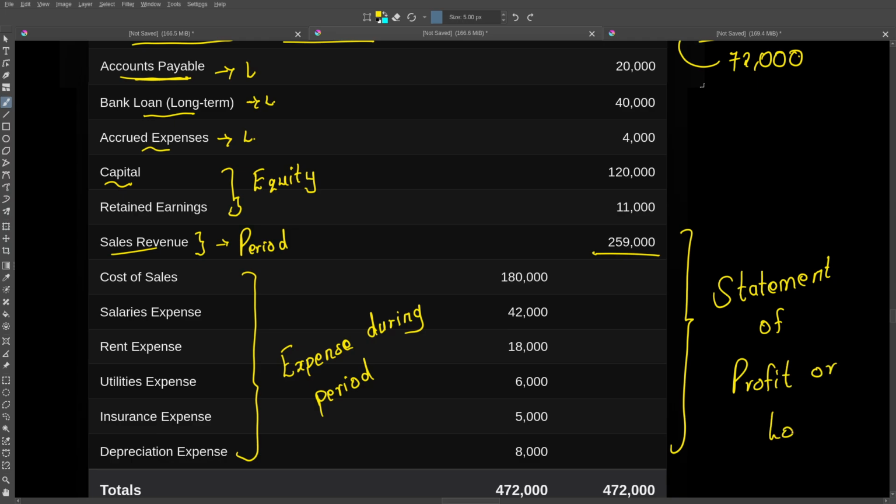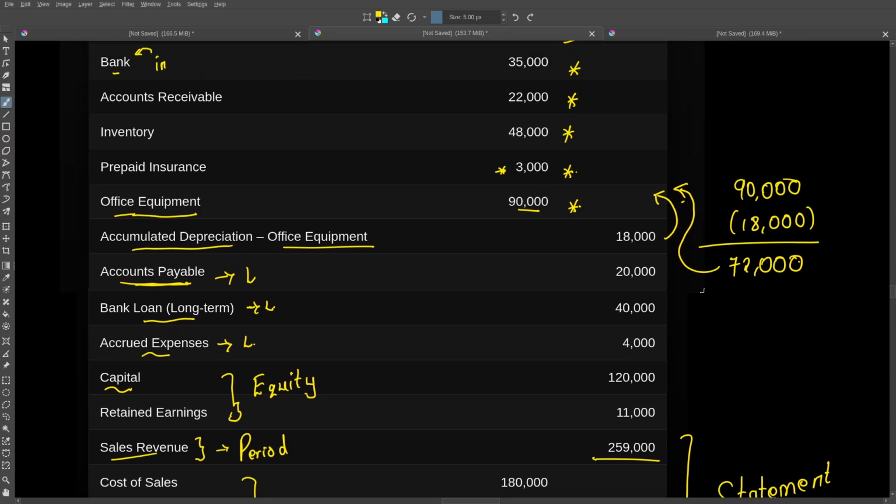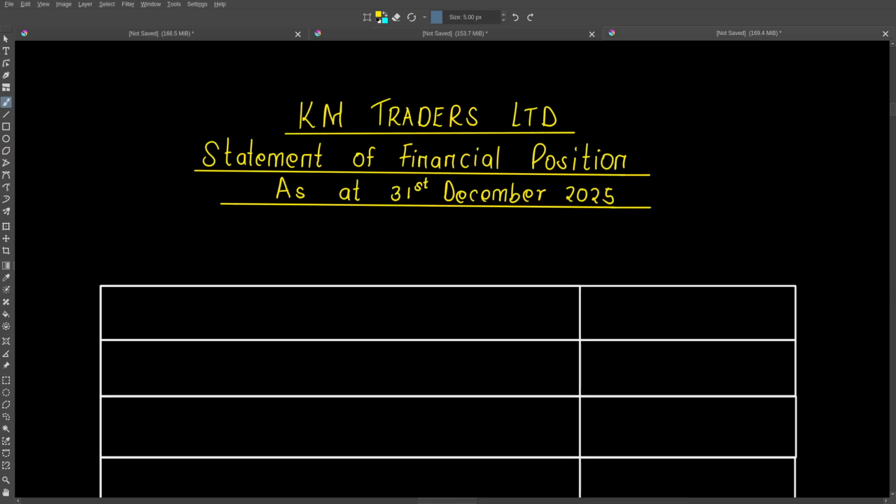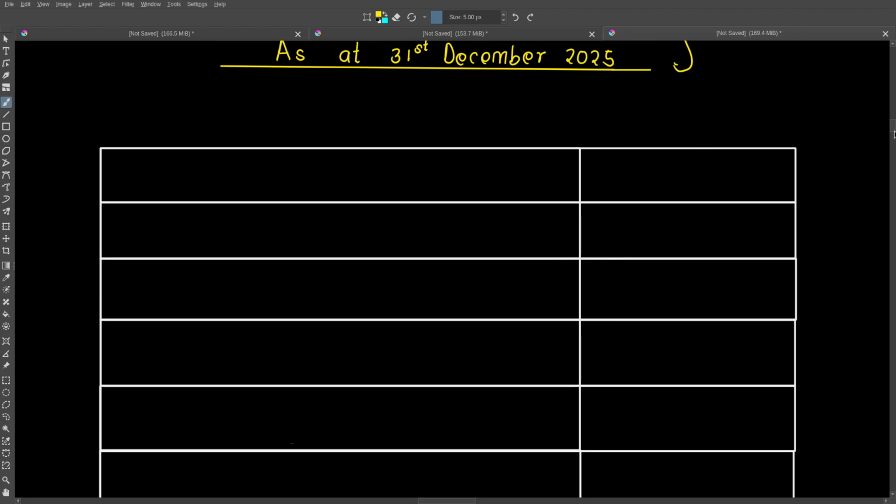So as we want today to prepare the statement of financial position, that is, have the assets, the liabilities, and equity as at 31st December 2025, let us start. The first section, always make sure you include the title, the statement you're preparing. Remember, the financial statements is a set of 4 statements. So make sure you include the one you're preparing right now, which is the statement of financial position.